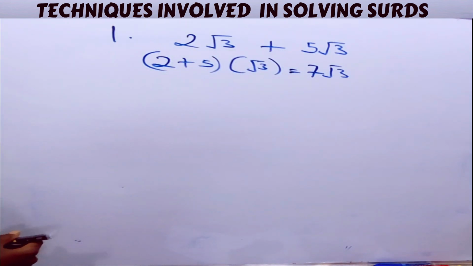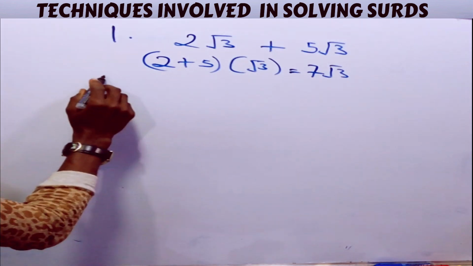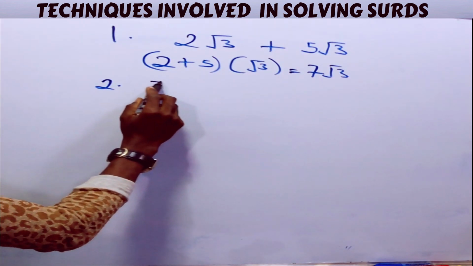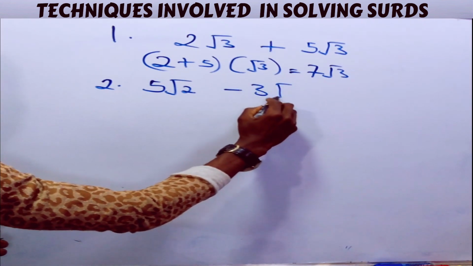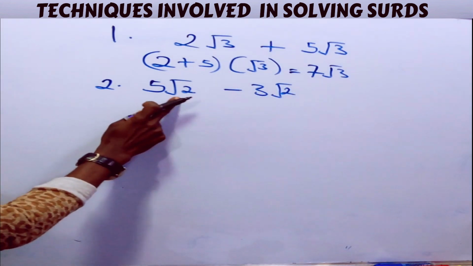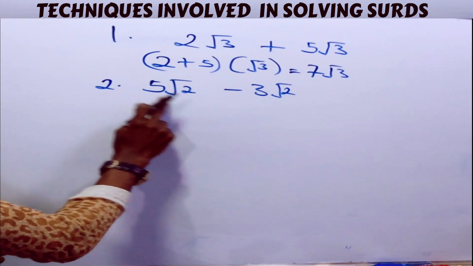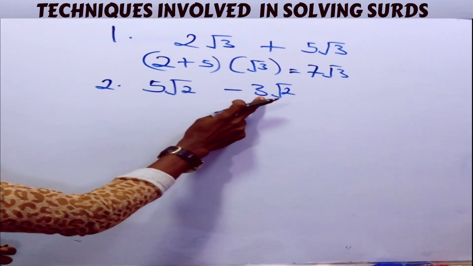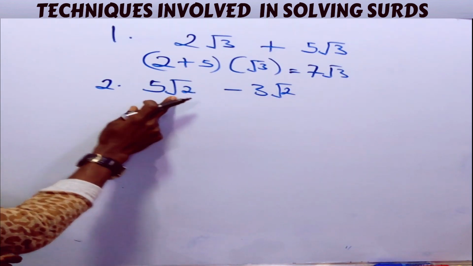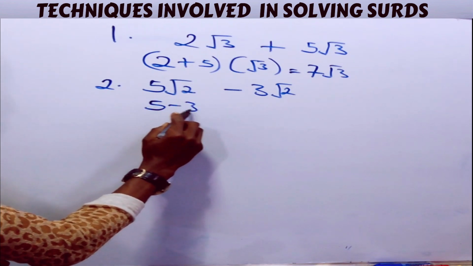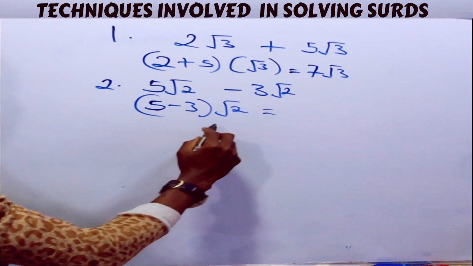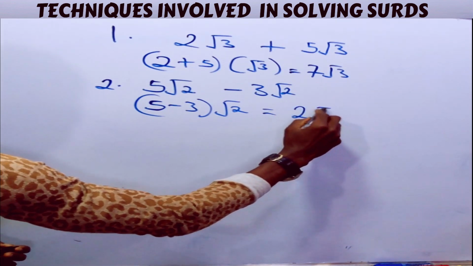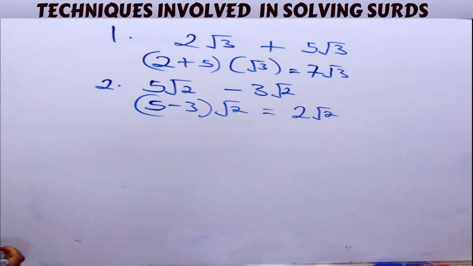Also, if we have 5 root 2 minus 3 root 2, because the surds are the same, we subtract the whole numbers and pick one of the surd, which means we say 5 minus 3 and just root 2, which will give us 2 root 2.